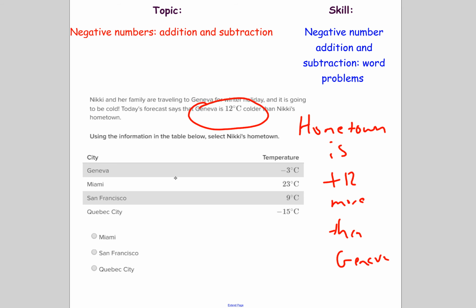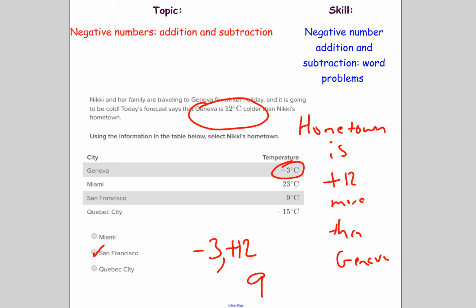Okay. Well, Nikki, we know in Geneva it's negative 3 degrees. And our hometown is 12 degrees more than that, which means negative 3 plus 12 is positive 9. So she must live in San Francisco.